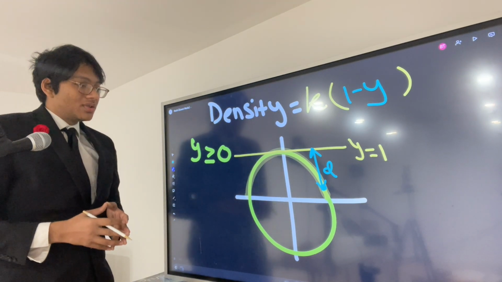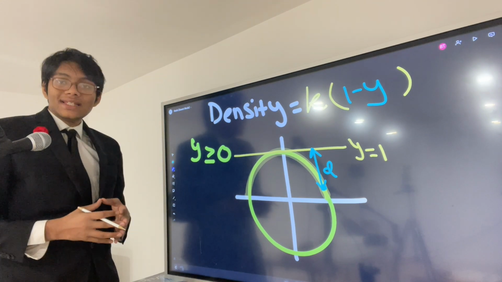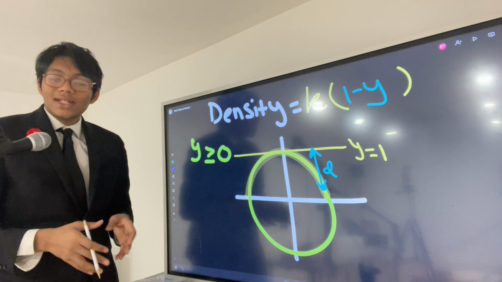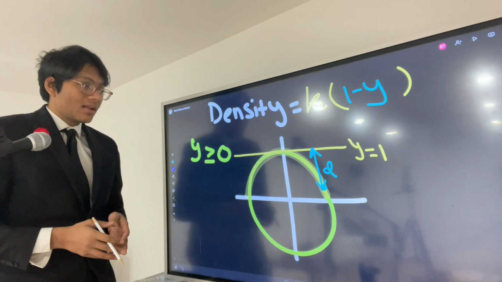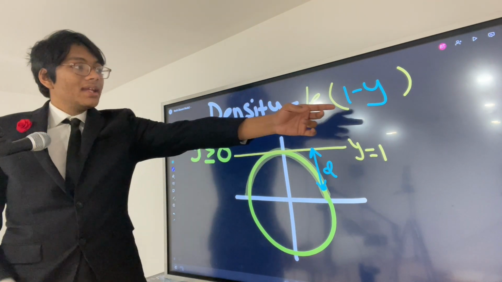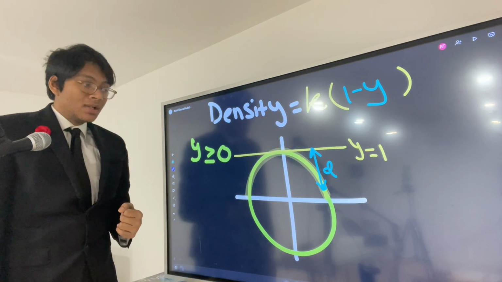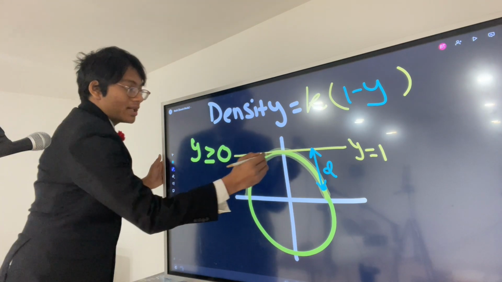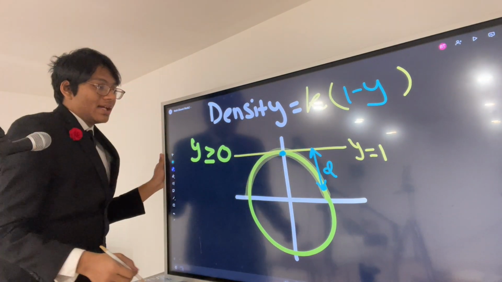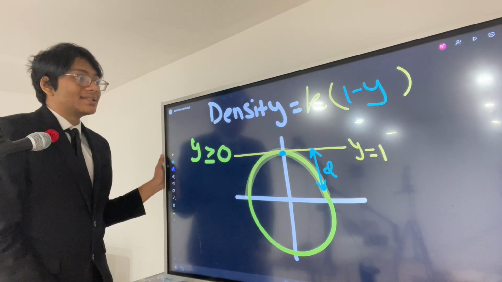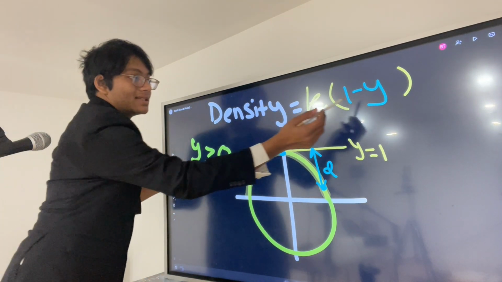Well, the first thing you should notice is where should the density be thickest? Let's get an idea about the problem before we start making any calculations. Well, notice that if y is equal to 1, then the density is 0. So where is y 1? Y is 1 exactly at this point. So at this point, we should have no density. And where is the density maximum? When y is 0, right?